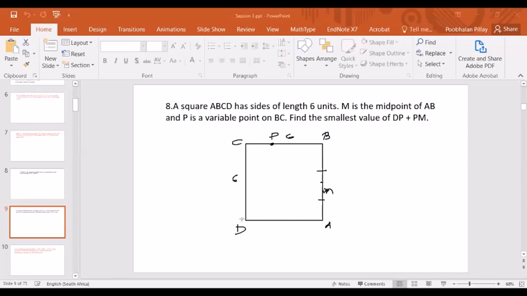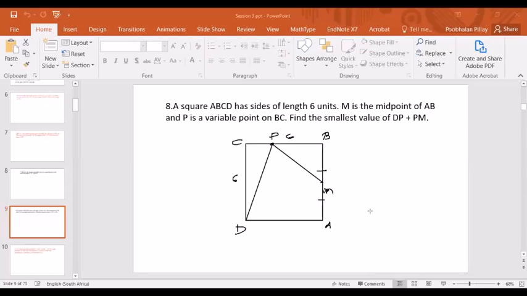So let's see where DP is. DP is that line. So you're adding that and PM. Oh, M was midpoint of BC, not AB. No, that's right. M is the midpoint of AB. Okay, that's fine.